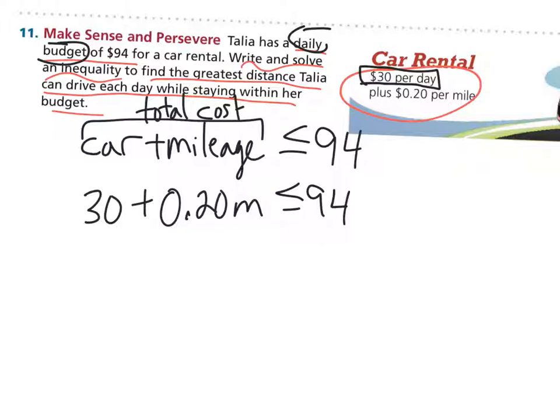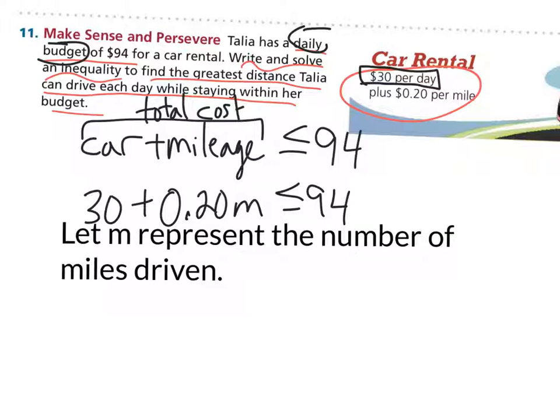Okay. And this one really, before we even set this up, we should probably, you can do it once you get to this point, as long as you make sure you do it. Define a variable for this problem. So defining the variable, we could just say something like, let M represent the number of miles driven.